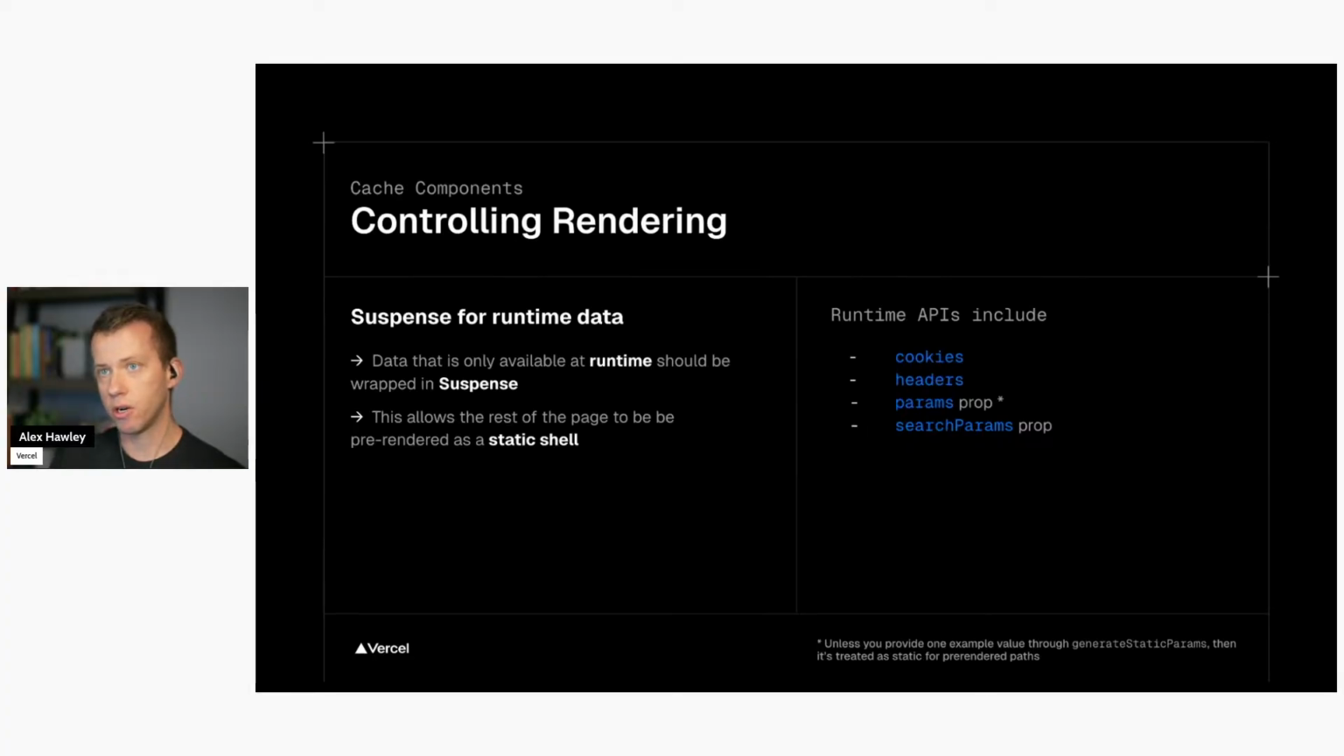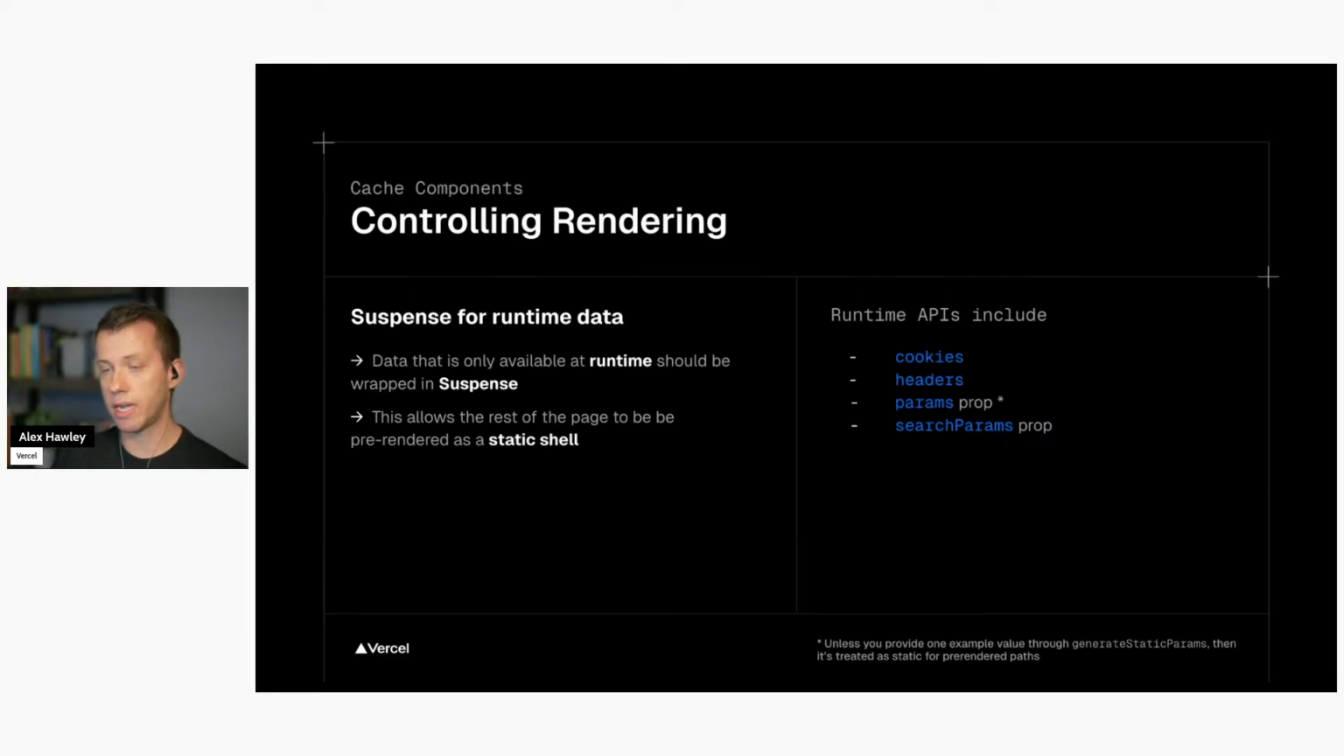So the first here is around runtime data. If you're using runtime data, APIs like cookies, headers, params, or search params, these are all things that can depend on the actual request, therefore can't be statically rendered ahead of time. So if you're using runtime data, you're going to want to wrap that component or that block of code that's doing that runtime logic in Suspense.